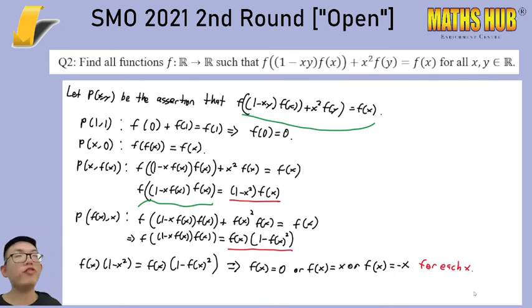Now I use for each x instead of for all x. Technically they mean roughly the same thing, but linguistically I want to emphasize for each x. That means that it still could be possible that f(x) is sometimes equal to 0, sometimes equal to x, and sometimes equal to negative x. Like for example, how do we know that f(x) equals the absolute value of x isn't going to work? That means there is x on one half and negative x on the other half.